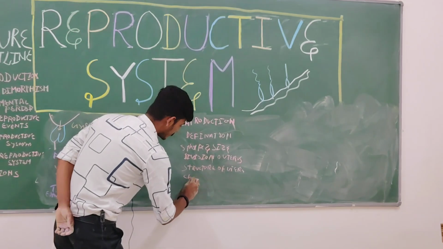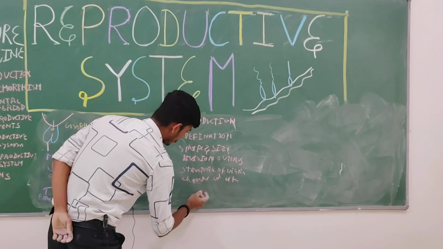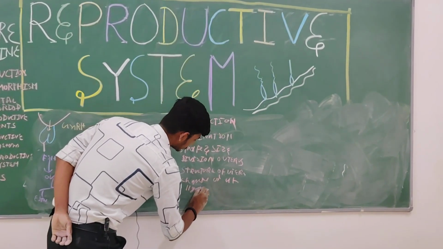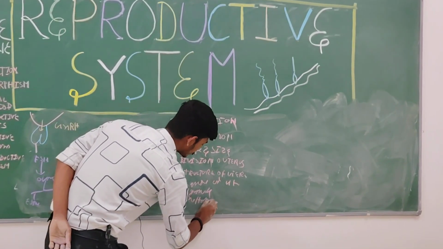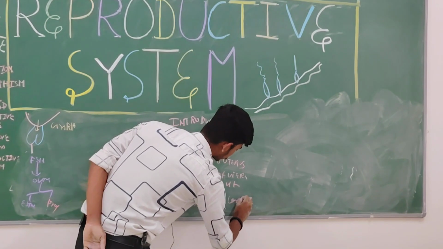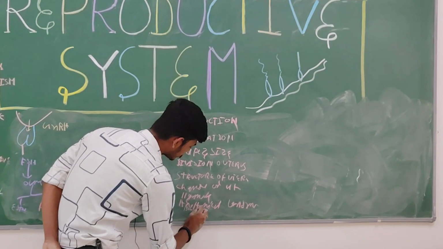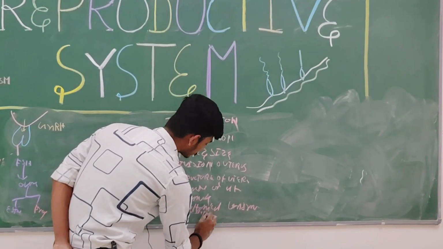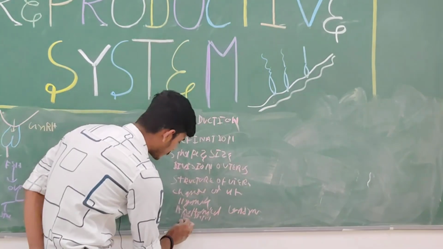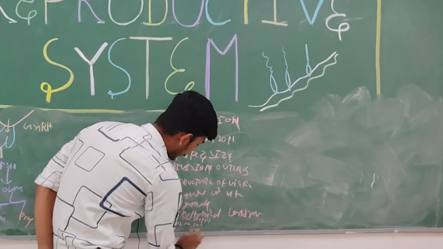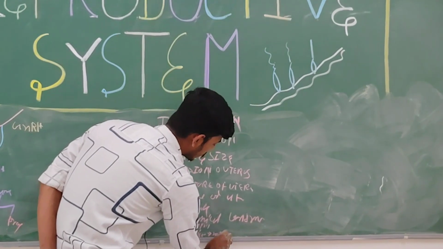Then the changes of the uterus, their ligaments, the anatomical landmarks. Then you have to write the blood supply. Then their nerve supply, and then the clinical importance, applied anatomy.